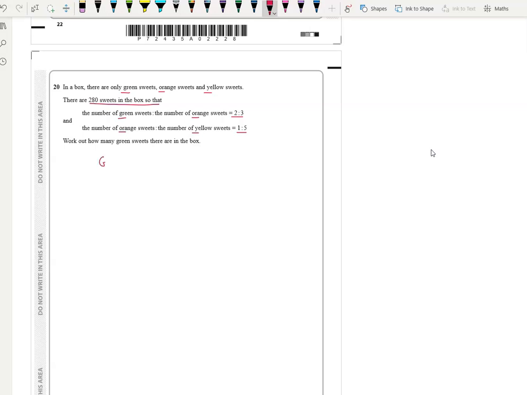So let's write here. The ratio of green sweets to orange sweets is 2:3. Whereas the number of orange sweets to number of yellow sweets is 1:5. Now if you look here, you have orange sweets, and the corresponding ratio part is 3 here and 1 here. The problem is these two numbers are not the same. We need them to be the same. So to make them the same, you have 3 in the first one, so the second ratio, let's multiply by 3. So now it changes to 3 times 1 is 3 and 3 times 5 is 15.